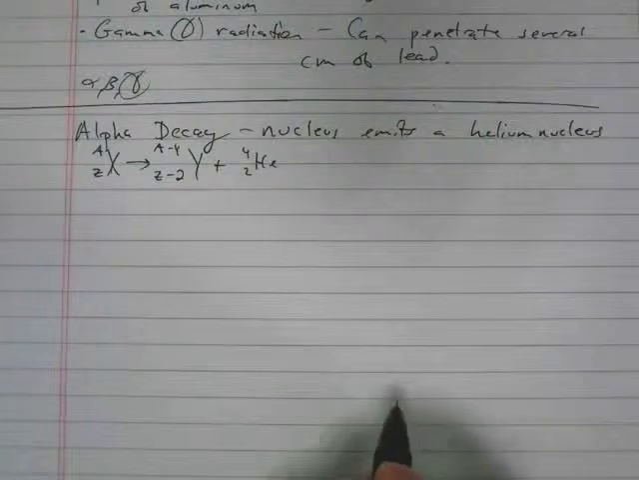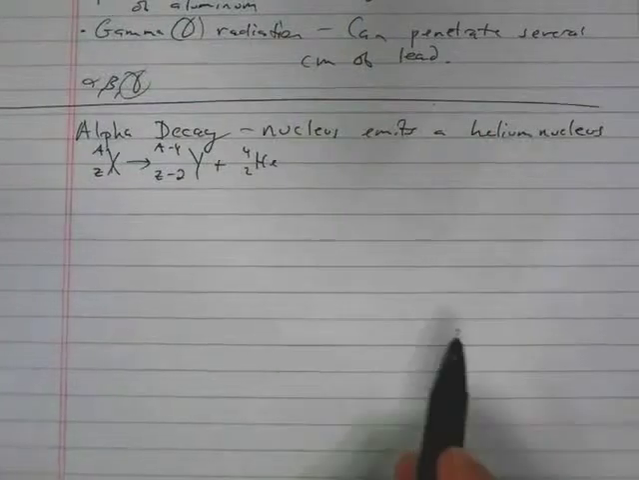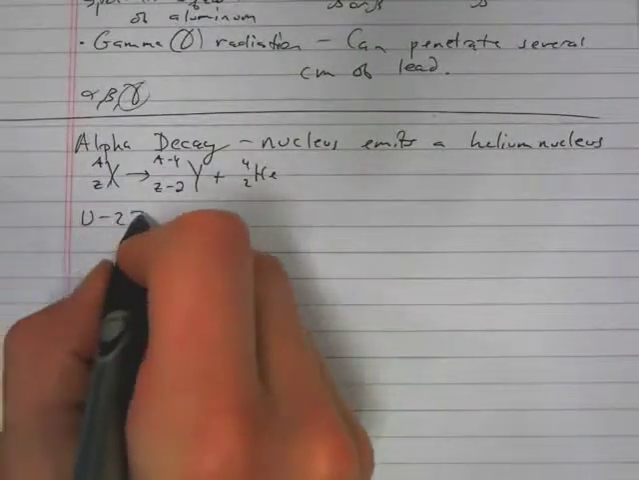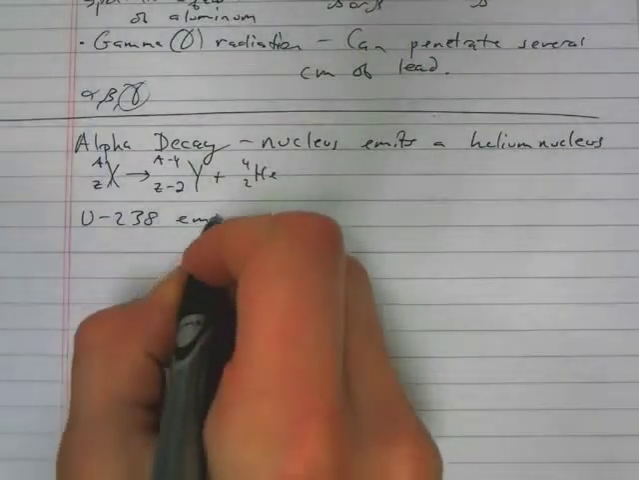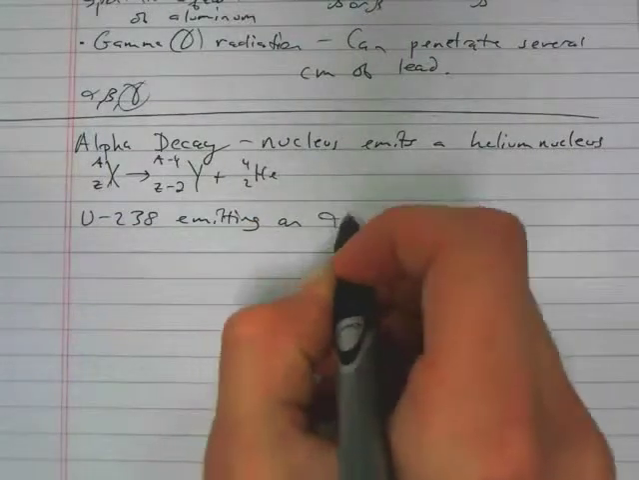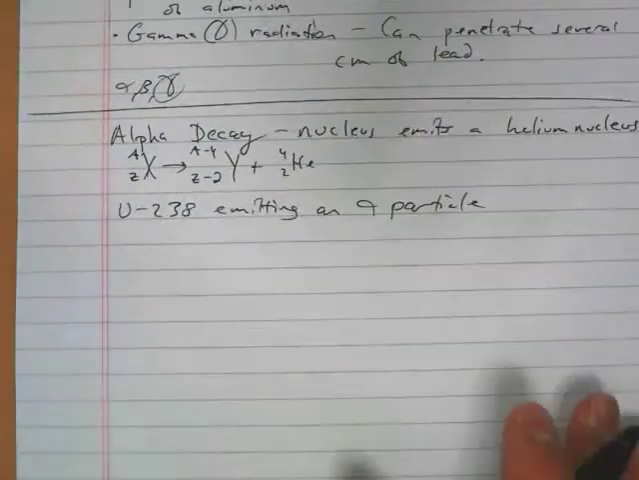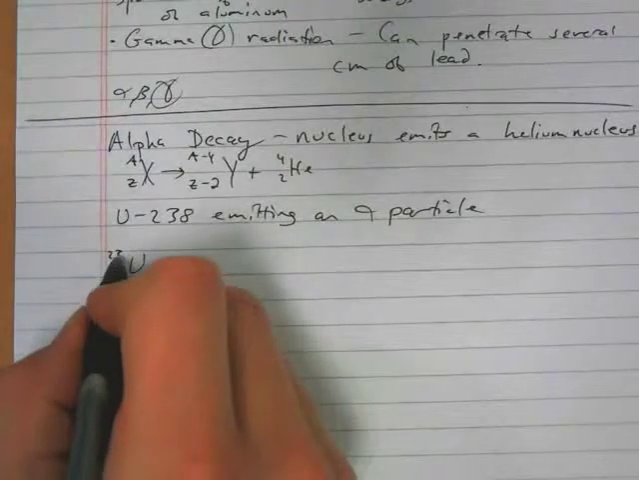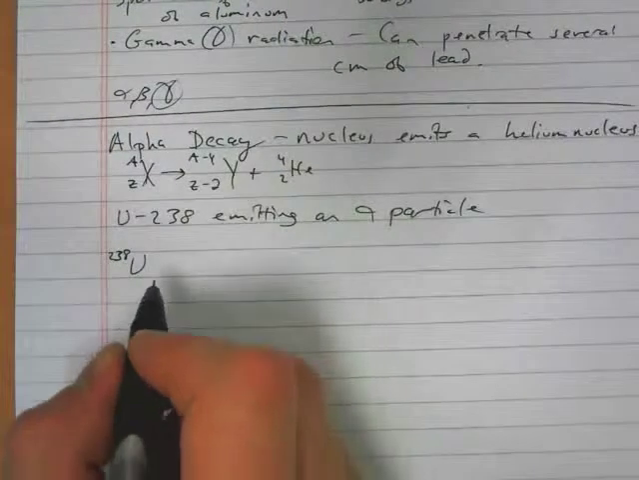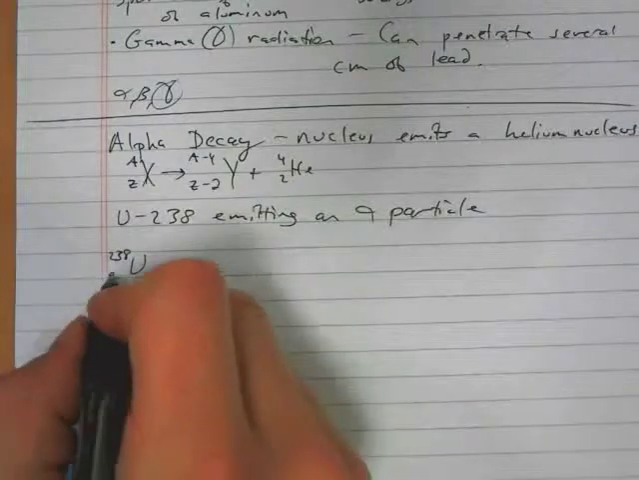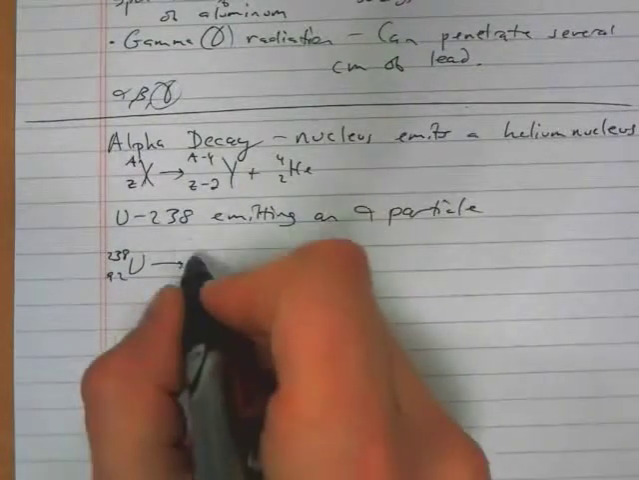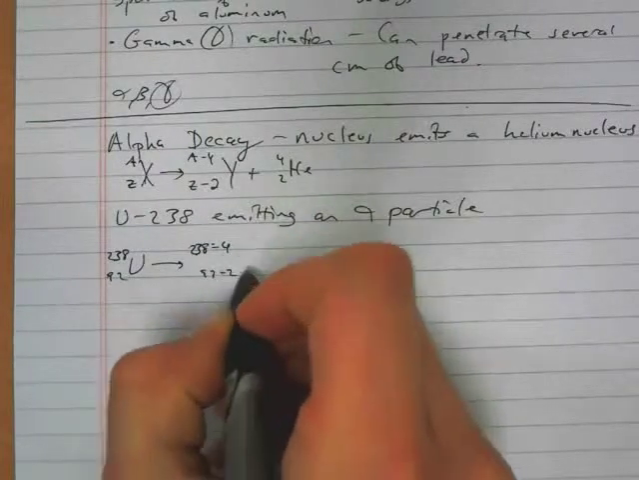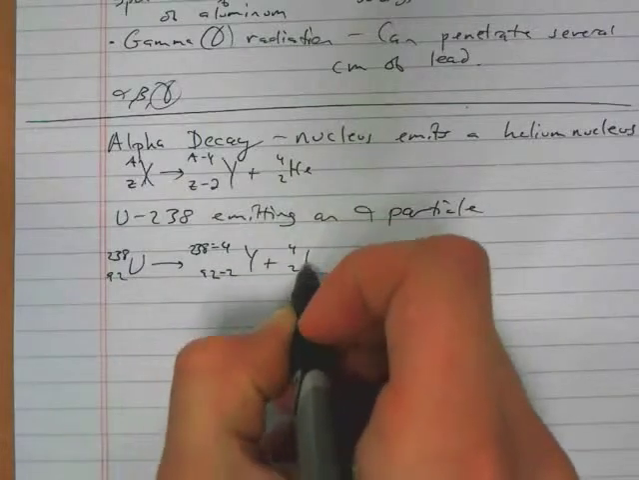Alright. So, for example, let's say we have uranium-238 emitting an alpha particle. The way we write that, we have uranium-238. Uranium's atomic number is 92. And so our mass number is going to decrease by 4, our atomic number is going to decrease by 2, and we also have a helium nucleus.